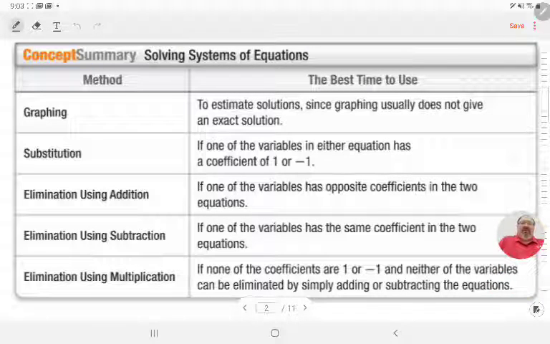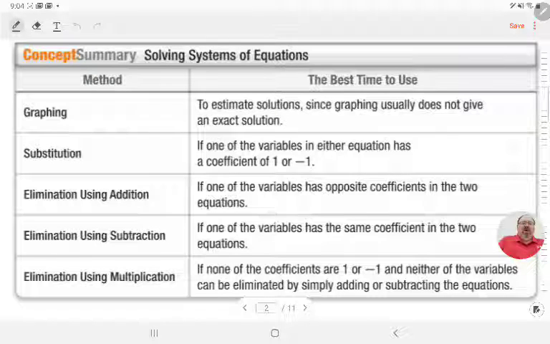We have graphing. That is best when you are going to estimate solutions, since graphing usually does not give an exact solution. So when it calls for an estimation, graphing works pretty good for that. Then we learned substitution. If one of the variables in either equation has a coefficient of 1 or -1, substitution is the best way to go. Okay? So that's where you would just have something like x plus 3y equals 5, a term that has a coefficient of 1.